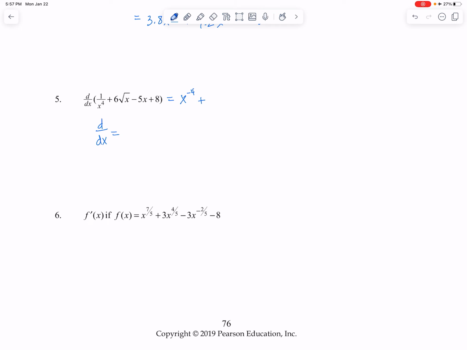Then we have 6 times the square root of x, which is 6x square root of x. Using exponent properties, we can rewrite as x to the 1/2 power. Again, I can't stress enough, you need to really have a good grasp on your exponent properties. Minus 5x plus 8. Now we can take each one.